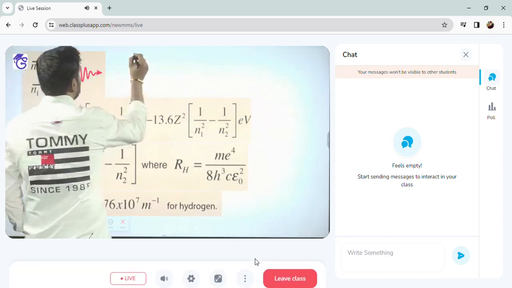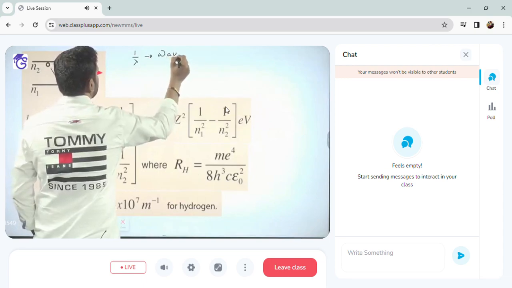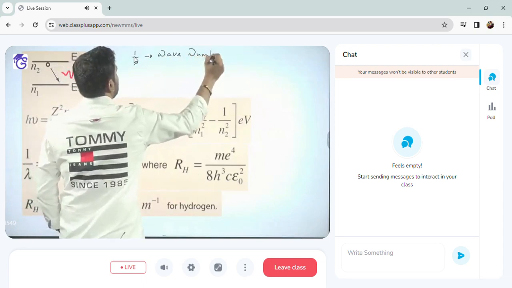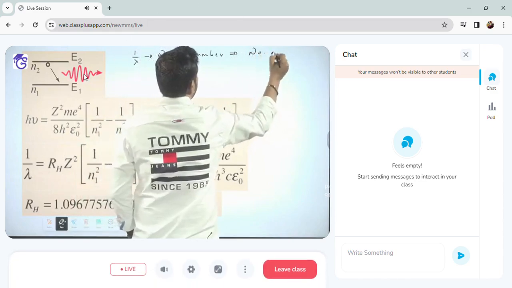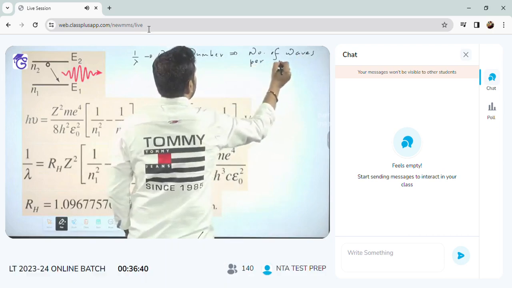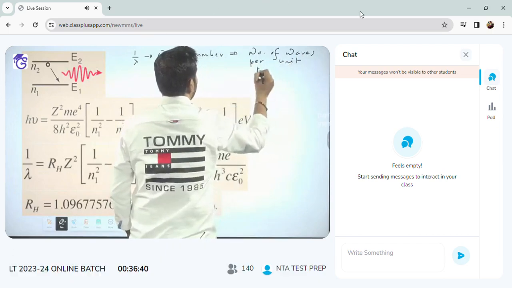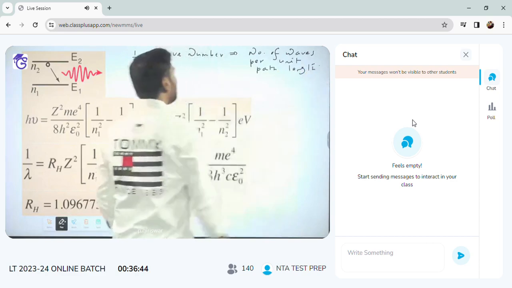1 by lambda is called wave number. How to define wave number? Wave number is basically number of waves per unit path length. Number of waves per unit path length.